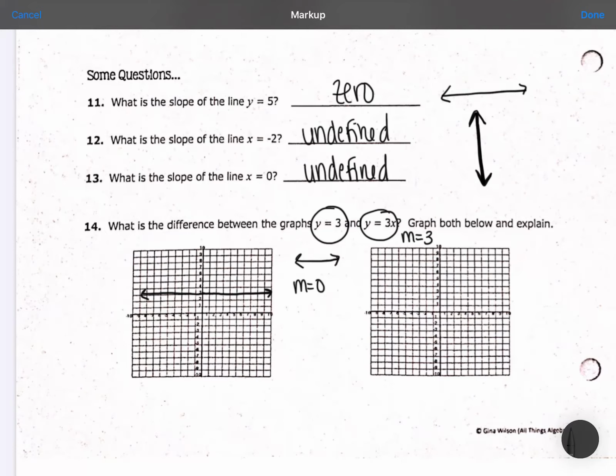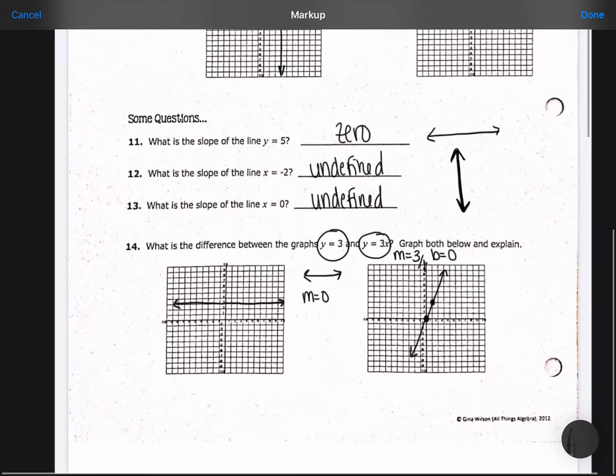Y equals 3x has a slope of 3, and there's no plus or minus, so the intercept is 0 for the y, so you start at 0. The slope is 3 over 1, so I'd go up 3 and to the right 1. And we practiced that in the last 2 days, how to graph a line given slope and an intercept. So that's the difference in those two lines. One is horizontal because the slope is 0. There's no x value. And then the other example has a slope of 3 and an intercept of 0. All right, so hopefully you know the difference.